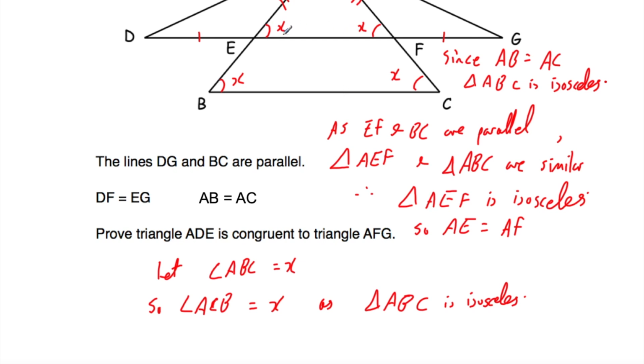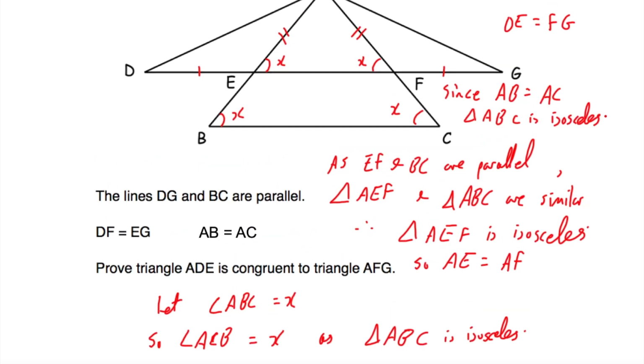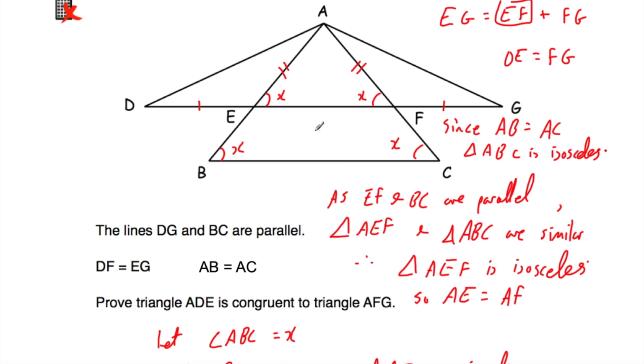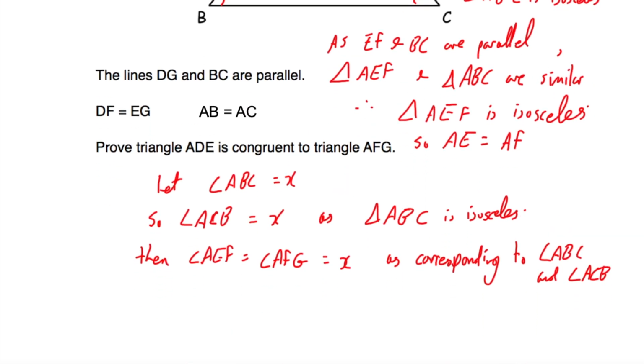And then we knew that these angles here were also equal to X because they're corresponding to the angles below those. So let's write that down. Okay, so then I've written down that angle AEF equals angle AFG, and they're both equal to x as well, as they're corresponding to angles ABC and ACB.